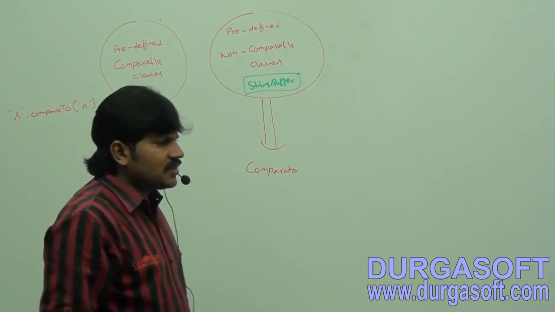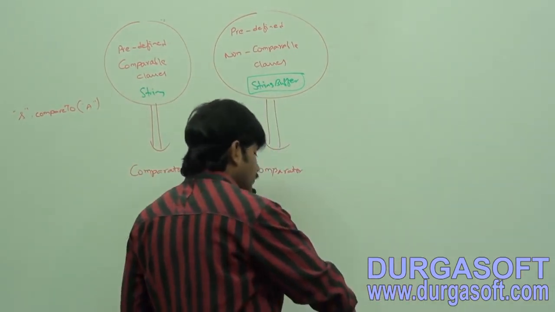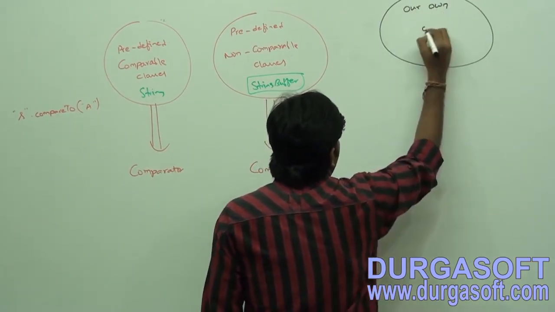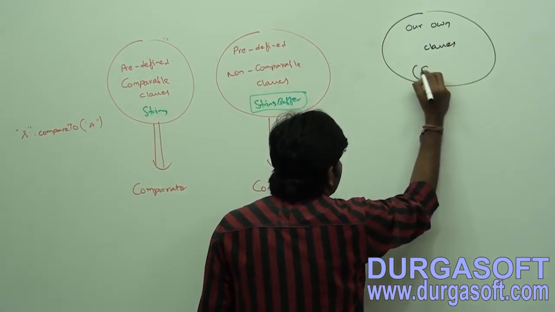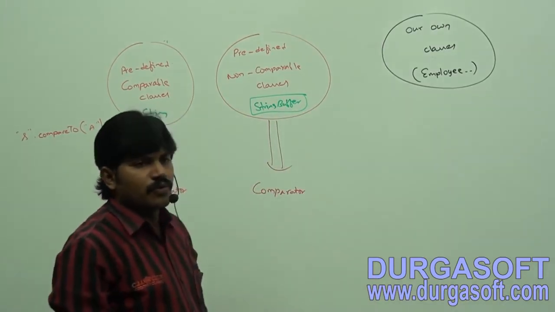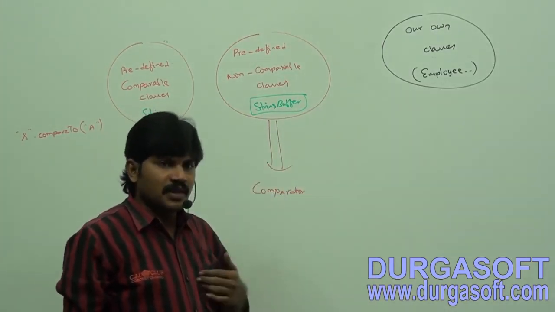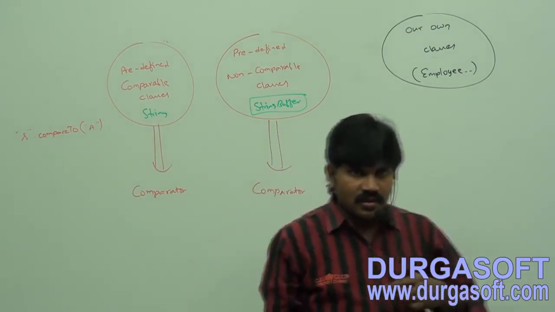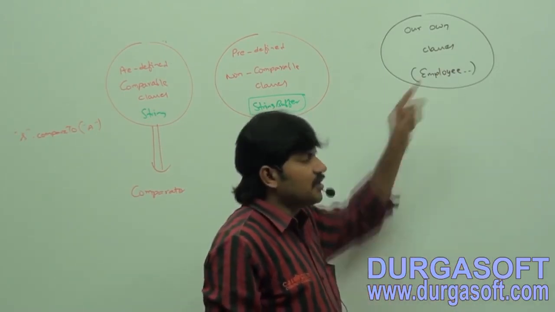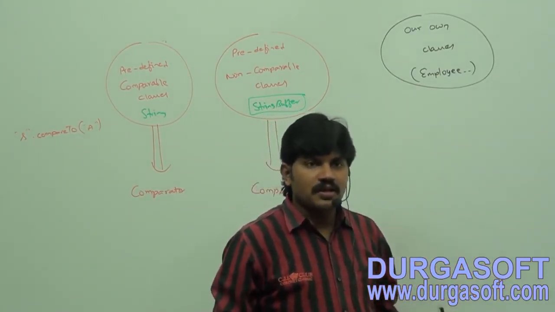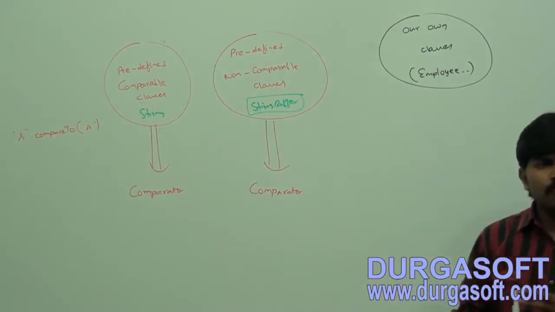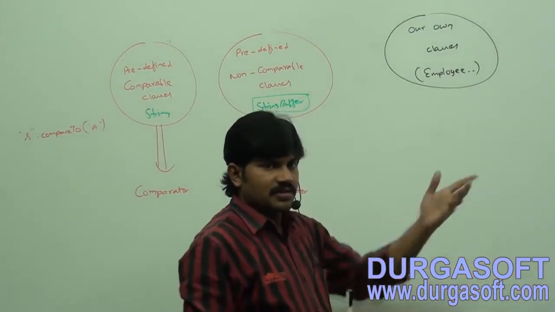So that covers predefined comparable and predefined non-comparable classes. Then what are the remaining classes? Our own classes, like Employee, Student, Customer. Who is writing this class? Ourselves only. Who is using this class? Ourselves only. But make sure the person who is writing this class and the person who is using this class may not be the same. Both are programmers, but one programmer writes the class and another programmer uses it.